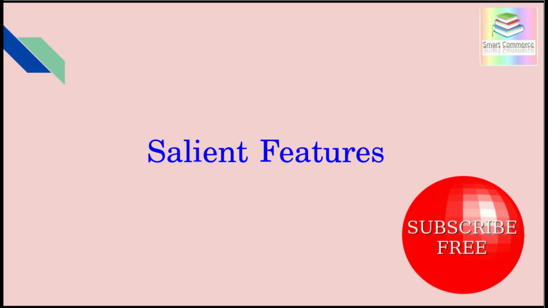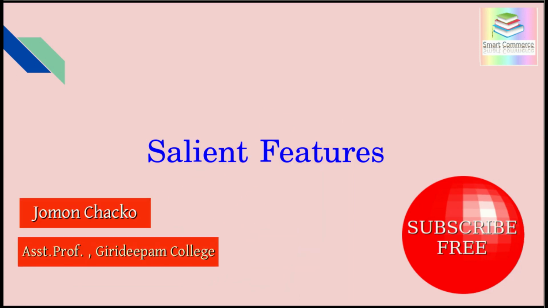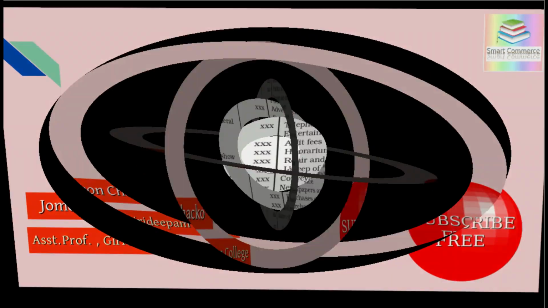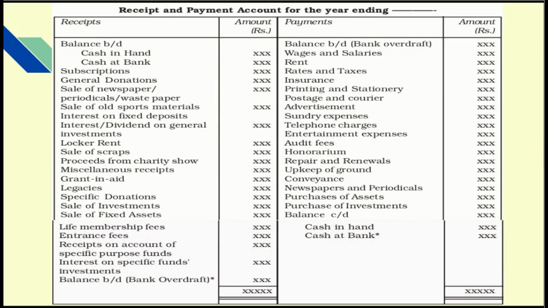Number 3, it includes all receipts and payments, whether they are of capital nature or of revenue nature. Number 4, no difference is there in the receipts and payments made in cash or through bank. All receipts and payments are shown in this account. Number 5, non-cash items like depreciation, outstanding expenses, accrued income, etc. are not shown in this account. Now let's discuss the format of a receipts and payments account.